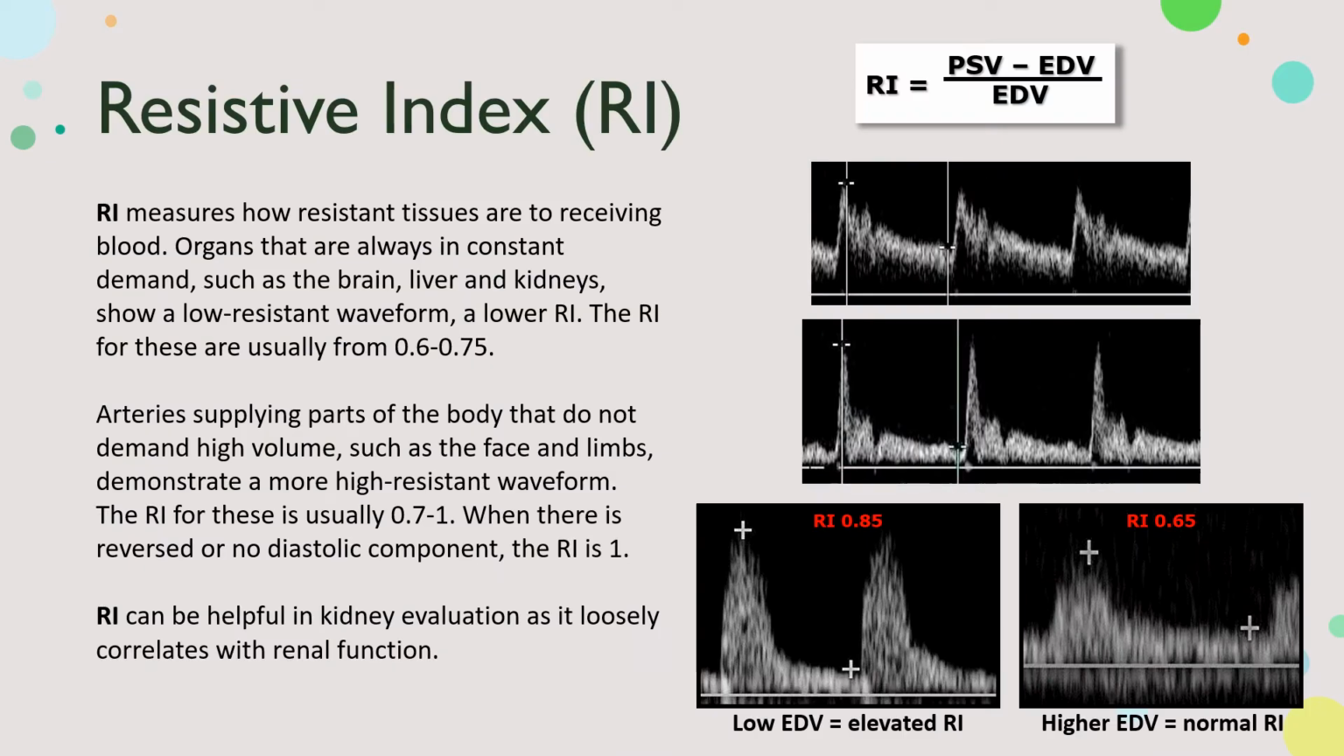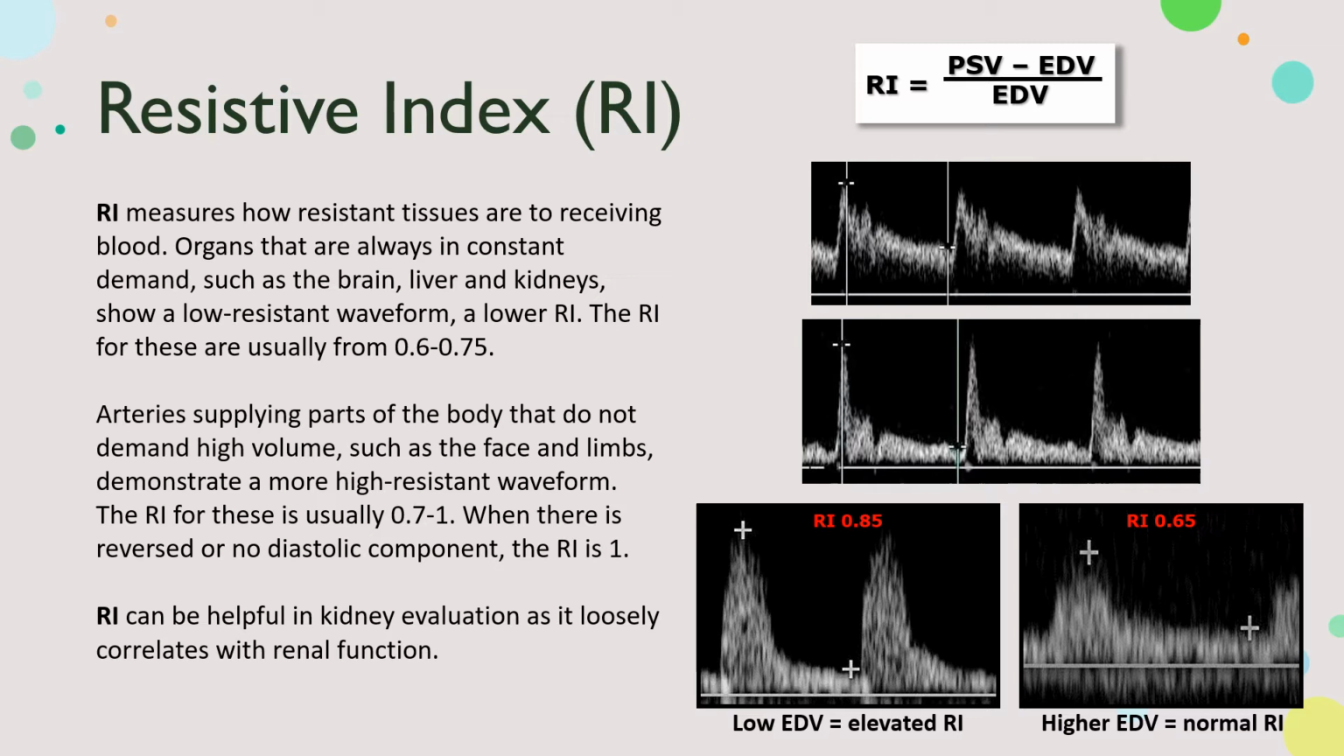So the resistive index is sort of a measurement of how much the organ wants blood flow. Is it resistant to blood flow or is it not? Is it starving for blood or is it pushing away blood? So organs that have a lot of blood flow to them, the brain, the liver, the kidneys, are going to be pretty low resistance. Usually 0.6 to 0.75 are what those organs are.